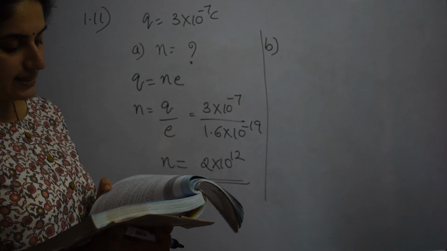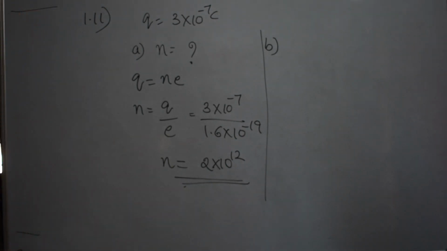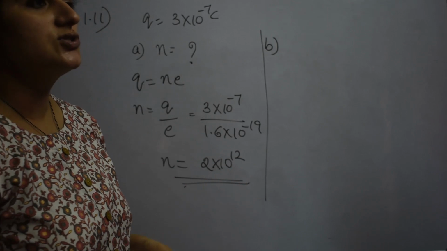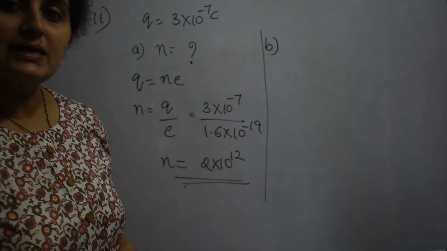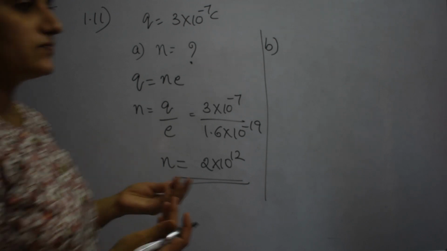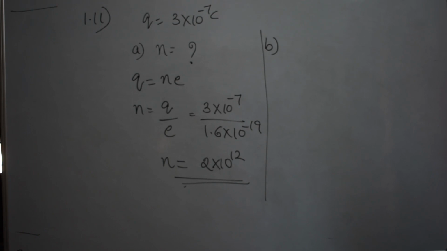The second part: is there a transfer of mass from wool to polythene? Yes, there is a transfer of mass because each electron has a definite mass. So how much is that? Mass of each electron into total number of electrons. That is how you calculate the total mass transferred between polythene and wool.